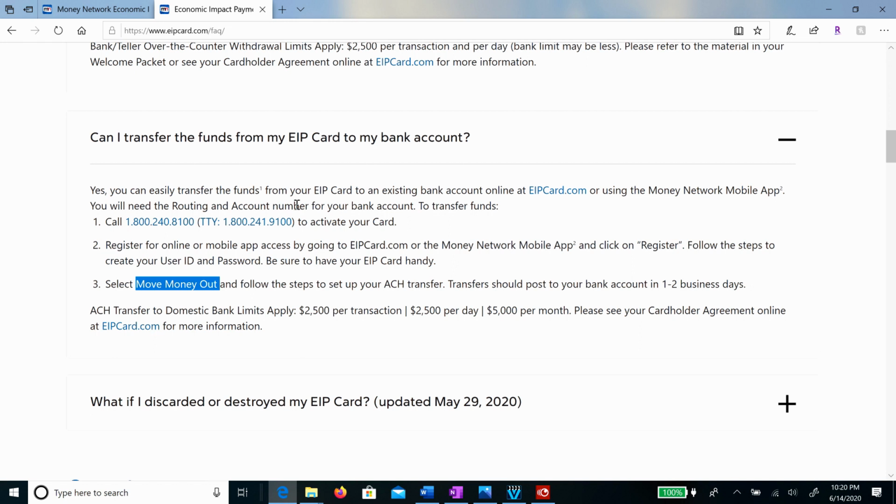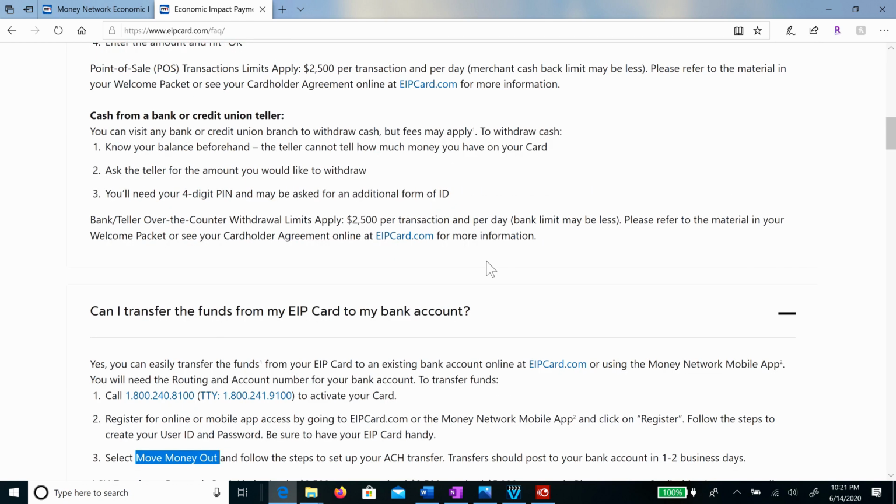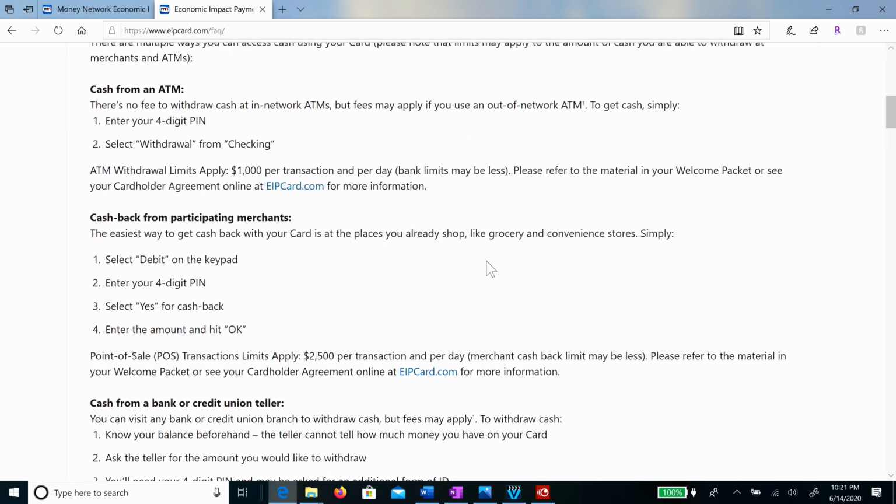Transfers should post to your bank account in 1 to 2 days. There may be some bank limits of about $2,500 per transaction, which actually I think many of us would be happy to get from the EIP card. I believe most of the amounts are under that because singles are $1,200, couples are $2,400 max, and then it's an extra $500 per kid. So there will be some over $2,500.